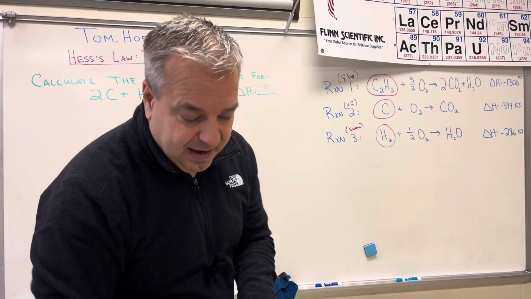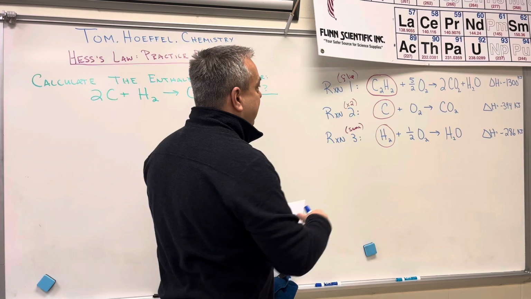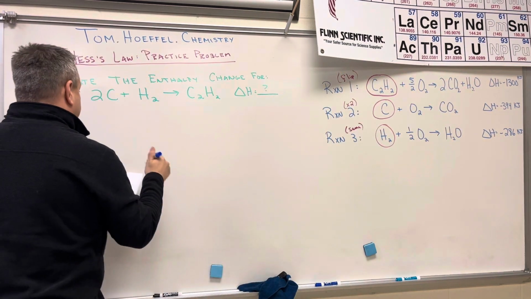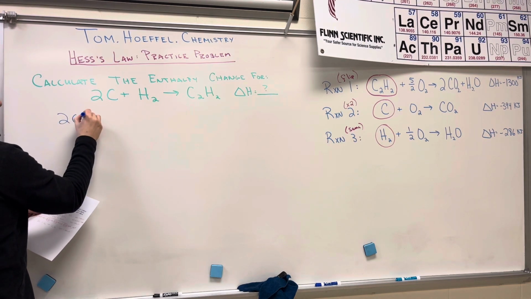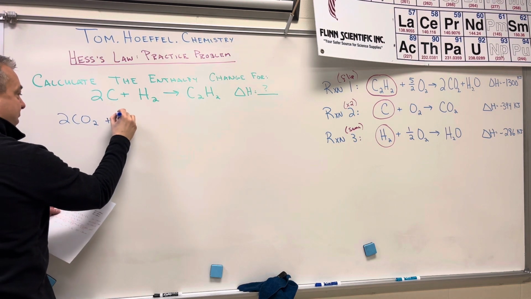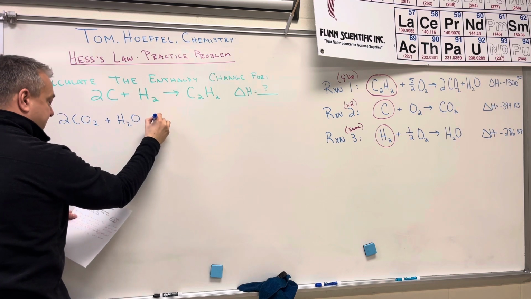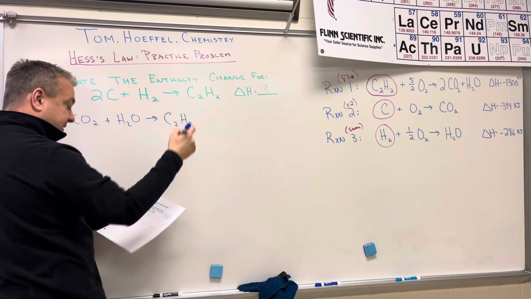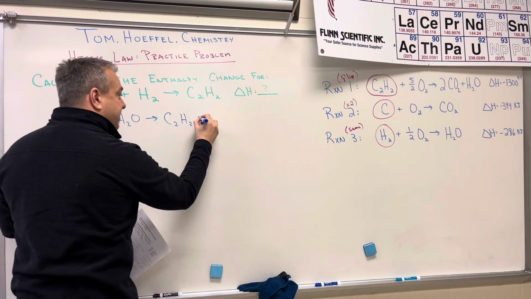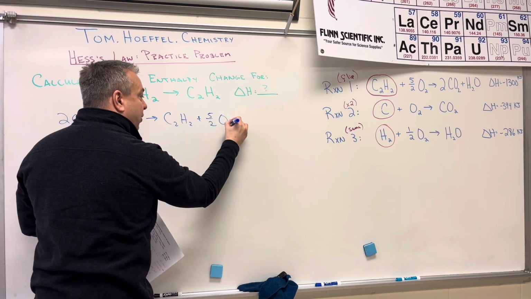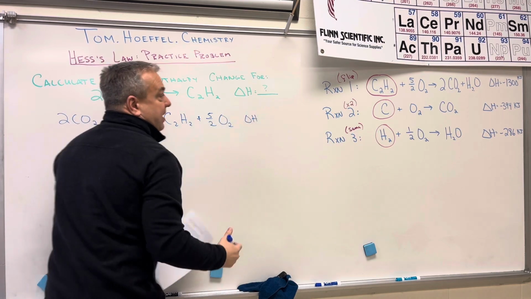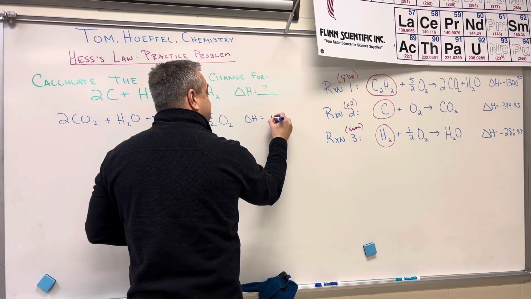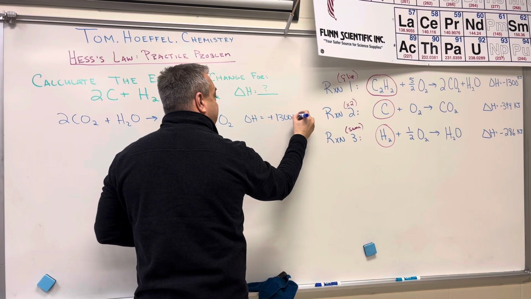So let's go ahead and flip the first reaction. Okay, so the reactants are going to be products, and the products are going to be reactants. So when I flip it, I'm going to get 2 carbon dioxide, a water, and that's going to yield the C2H2. That's what puts it on the product side, as well as 5 halves O2. Now the delta H is no longer negative 1300. I flipped it, so the delta H is now positive 1300 kilojoules.